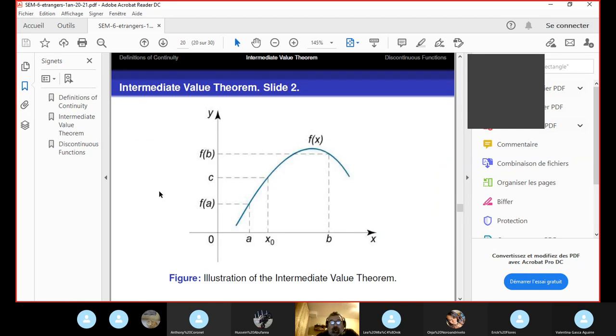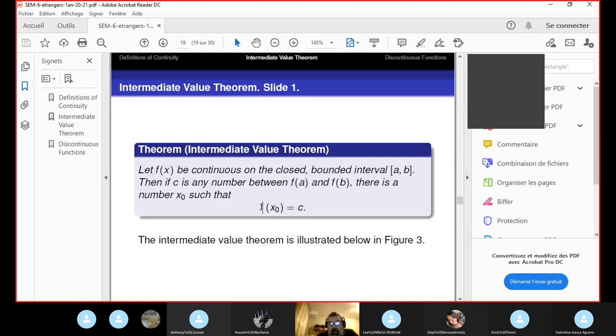And the illustration of this theorem is given here on this graph. So if we take some f of b and f of a, then between a and b we will have some x0 such that f of x0 will be c.